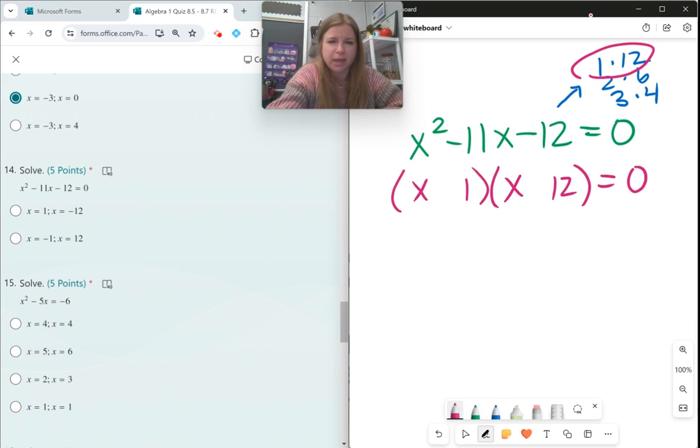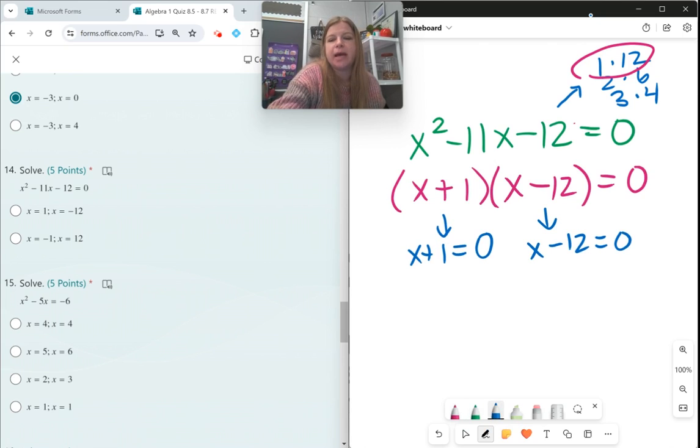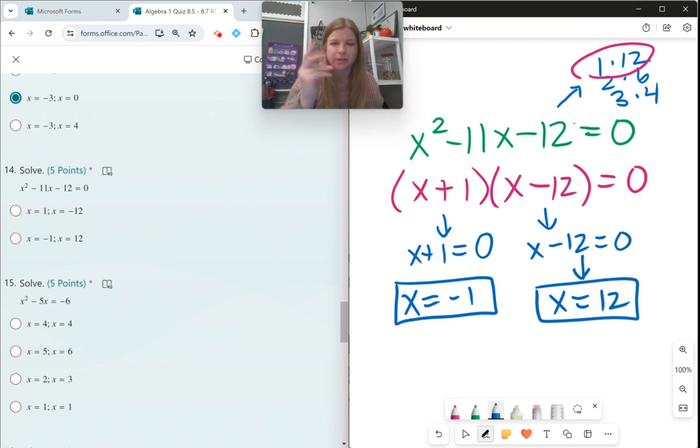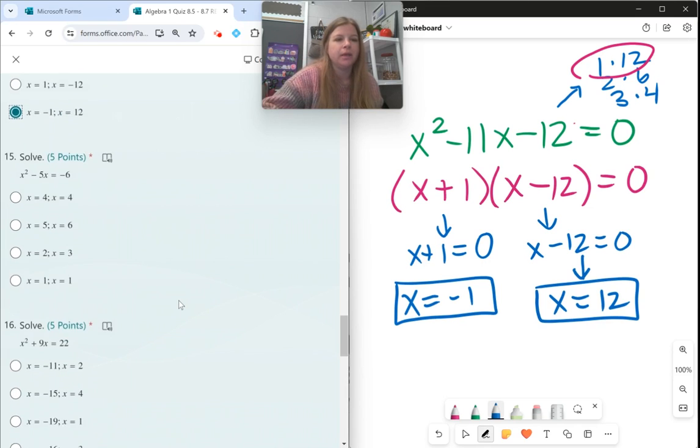Which one needs to be positive and negative so that when I add them, I get -11. When I multiply them, I get -12. So one of them has to be negative. Hopefully you're thinking it is a -12 and a positive 1. And then last step, set each factor equal to 0. And again, what we should be noticing is every time we set a factor equal to 0, the solution is just the opposite sign when it's these nice little short binomials like x plus or x minus. Easy, easy. So -1, positive 12.